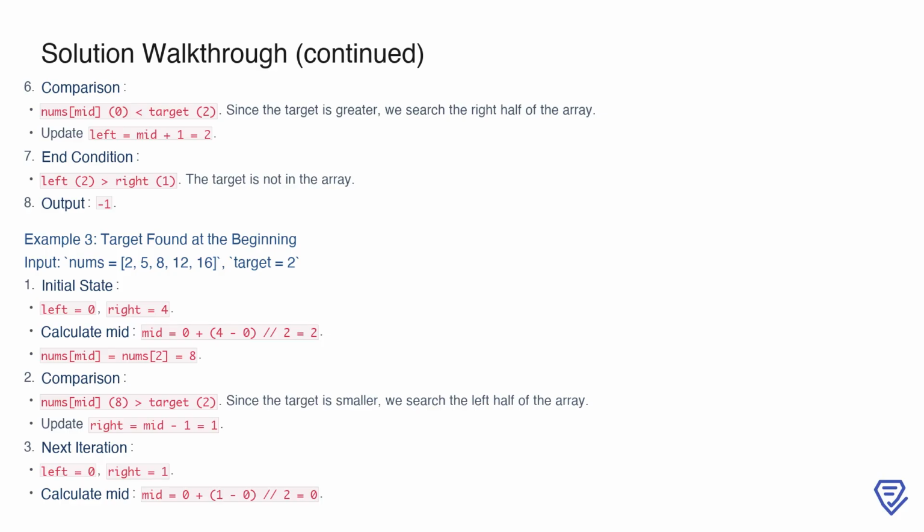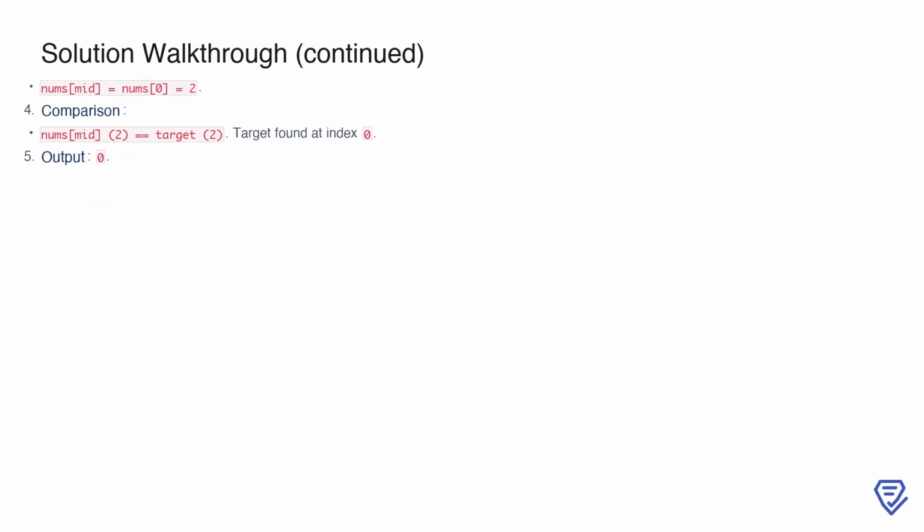Next, with left equals 0 and right equals 1, we calculate a new mid as 0. At this index, nums[mid] is equal to nums[0], which equals 2, which matches the target value. This means the target is found at index 0. Therefore, we return 0 as the output. This demonstrates how binary search efficiently narrows down the search space and finds the target, even when it is located at the beginning of the array.